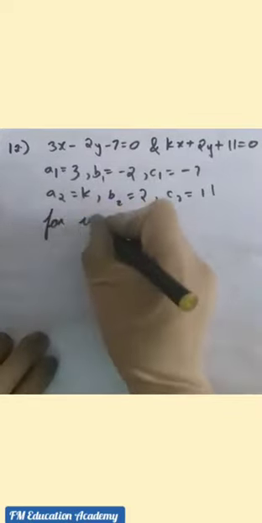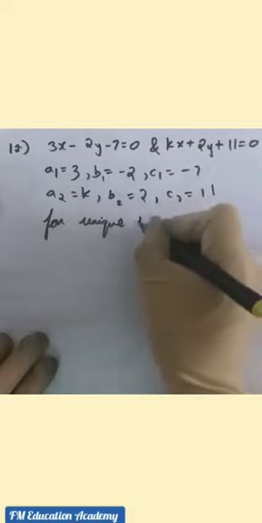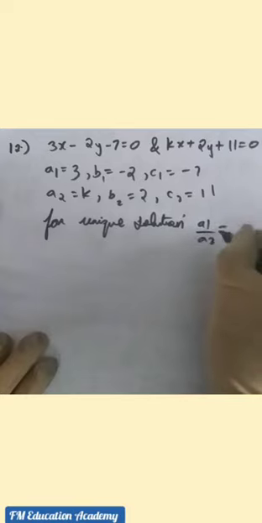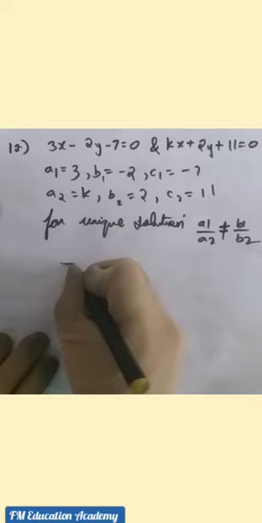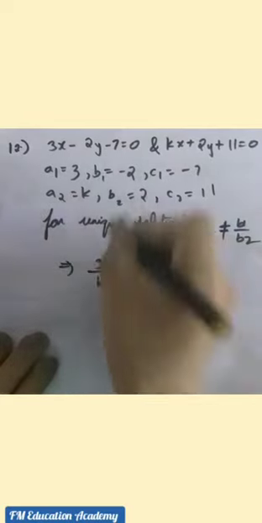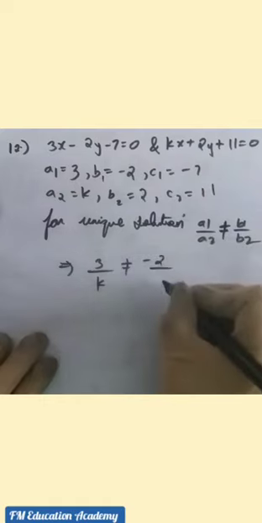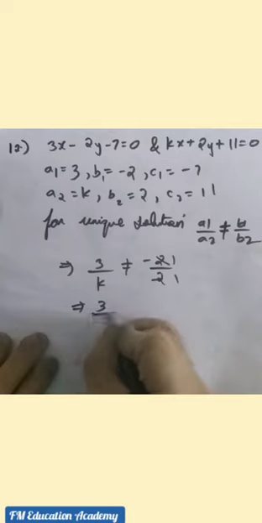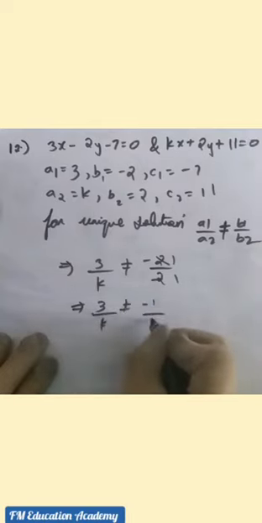Now in the condition it is given in the question that it is a unique solution. So we know for a unique solution a1 by a2 is not equal to b1 by b2. So in this formula you have to substitute. What is a1 here? 3. By what is a2 here? k is not equal to what is b1? Minus 2. By what is b2? 2. Two ones are two ones are. So we have 3 by k is not equal to minus 1 by 1.